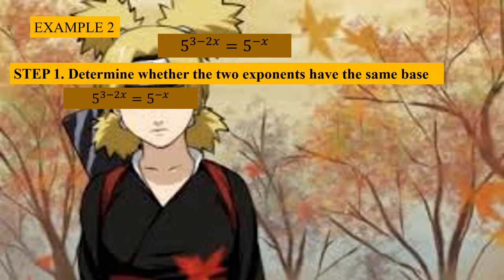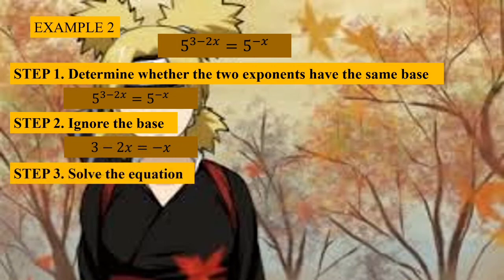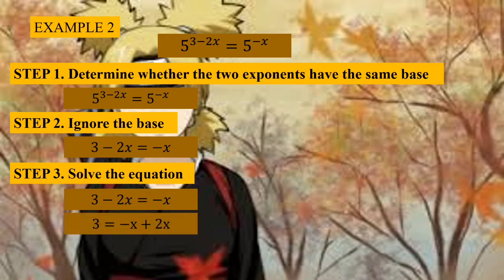So, pag parehas sila ng base, step 2, ignore the base. So, ang susulat na lang natin is the exponent. So, 3 minus 2x is equal to negative x. Then, combine like terms. So, let's solve for the equation. So, 3 minus 2x is equal to negative x. So, ililipat ko yung negative 2x sa kabila. So, magiging 3 is equal to negative x plus 2x. Then, negative x plus 2x is equal to x. So, x is equal to 3.